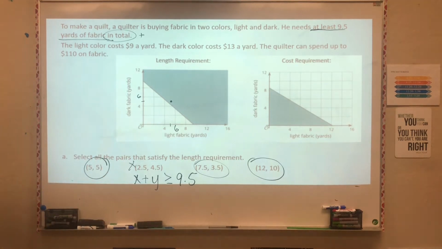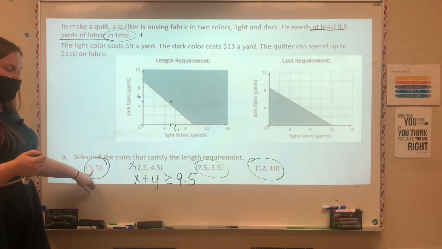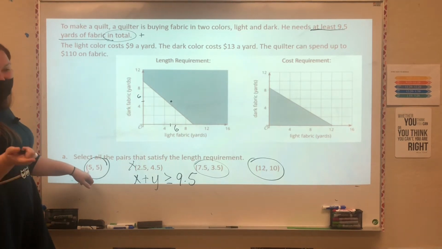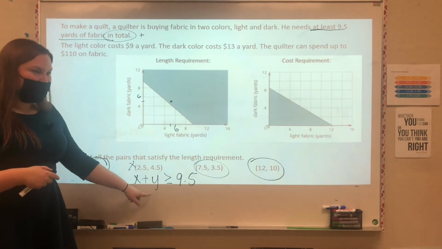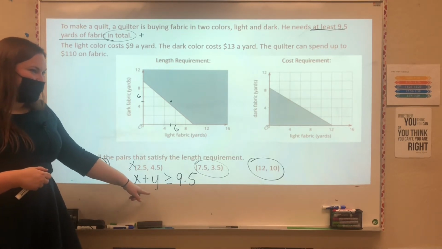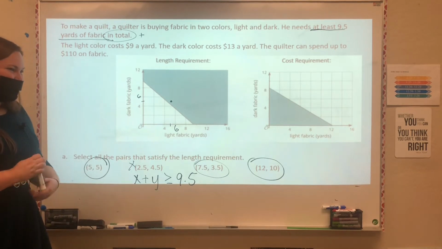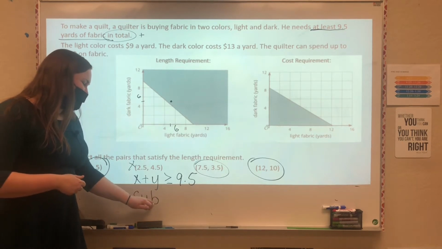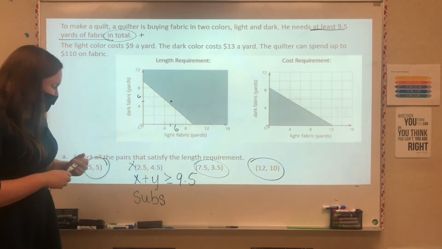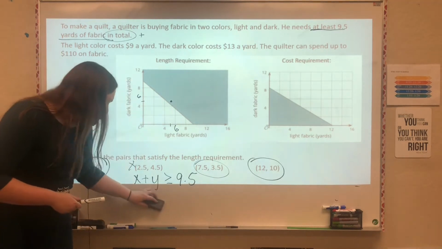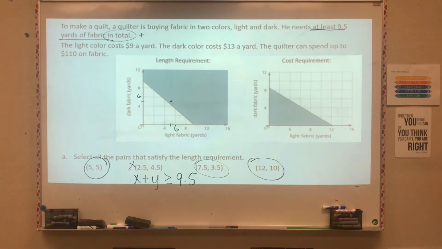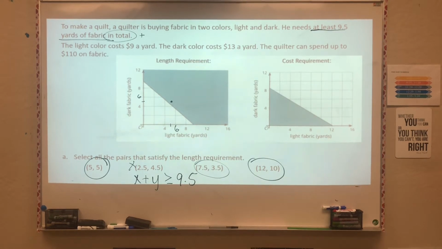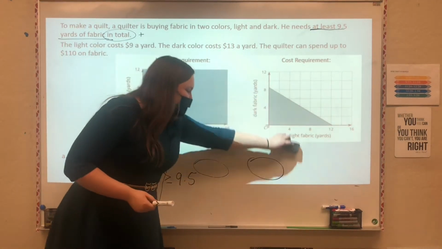Okay. So, quick review. One way you can check to see if a point is a solution point is by, what have you been doing this whole time? Going back to the inequality. And substituting. There you go. Using substitution. We've got a similar question coming up for the second part of this, which is, what about the cost requirement one? Let's do the same thing.